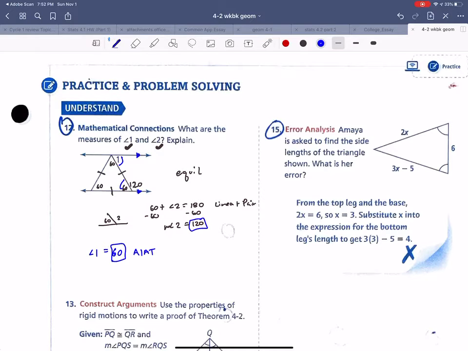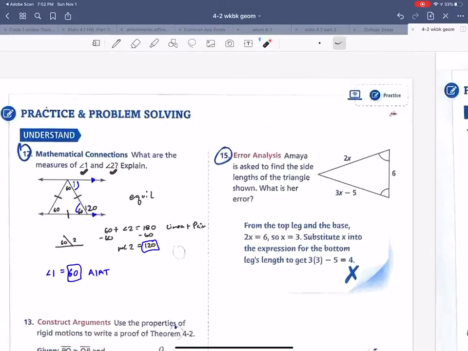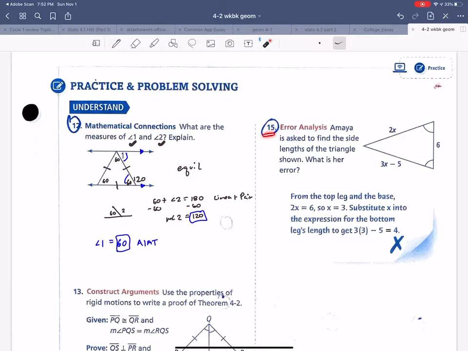I could have also figured this out because these 2 angles are on the same side. If these 2 lines are parallel, angle 1 and angle 2 are same side supplementary, and supplementary means they add up to 180. So 60 plus 120 is 180. Nice. Okay, so then our next question is number 15.